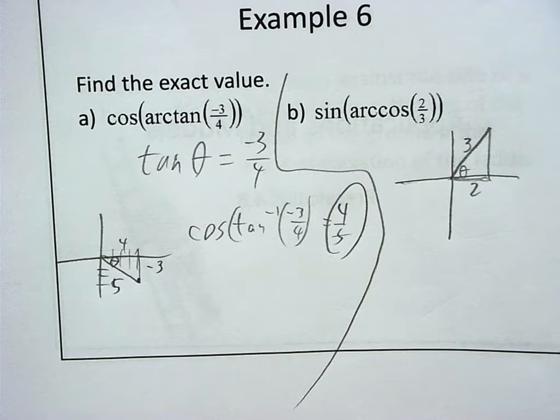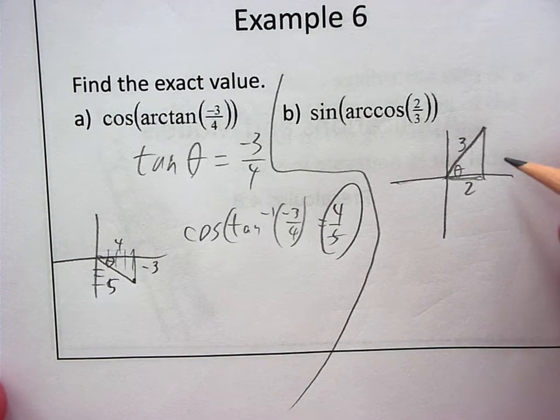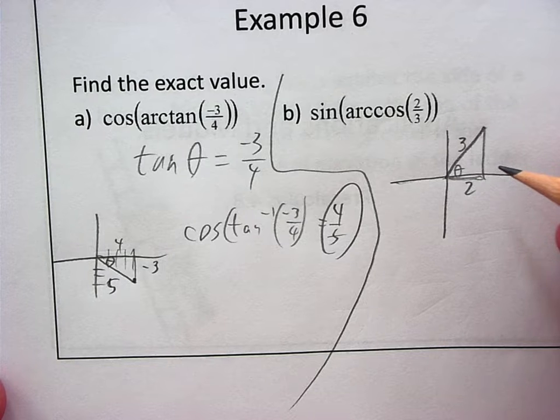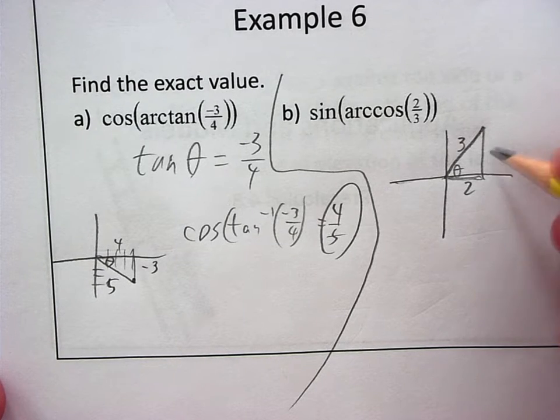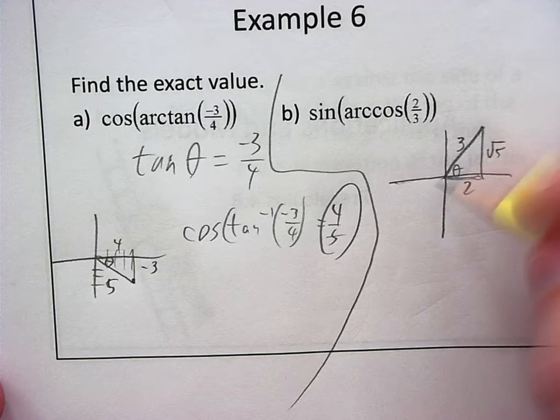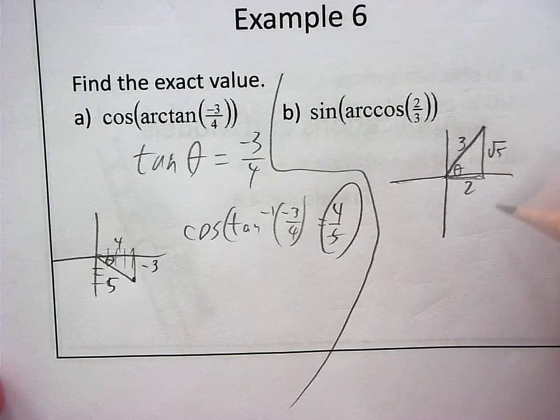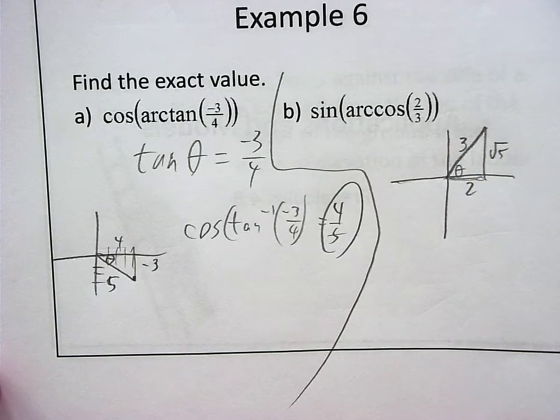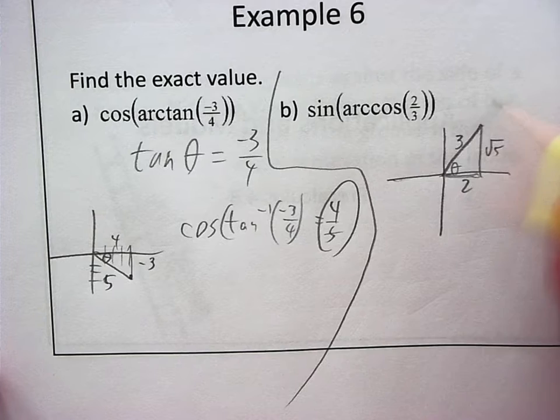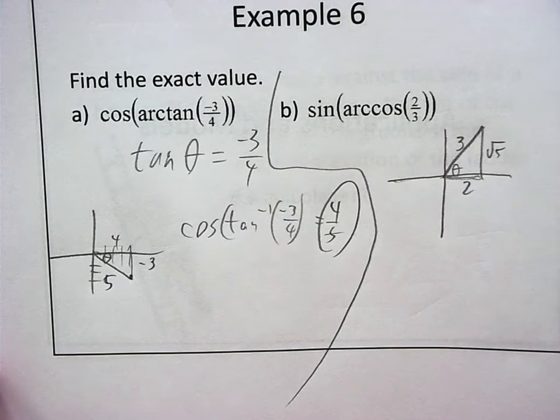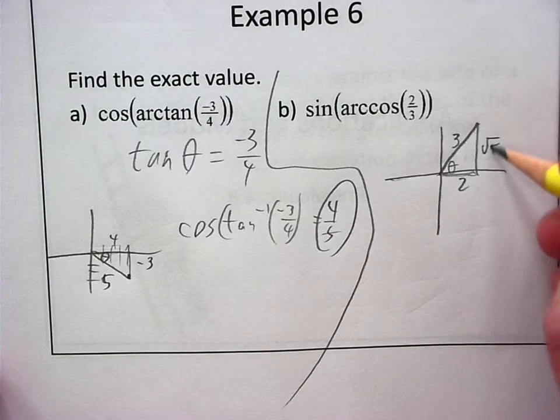Now if I want sine, what do I need to find? The opposite. The opposite here would be what? Careful. Square root of 5. Because the hypotenuse is 3. You subtract those. If I was trying to find the hypotenuse, then I would add. So you take 3 squared minus the 2 squared, gives you the square root of 5.